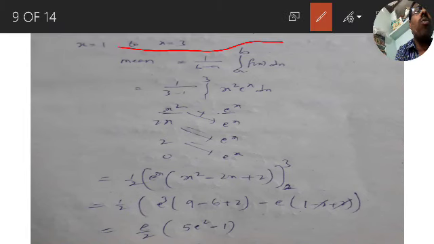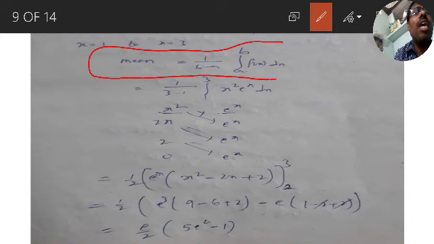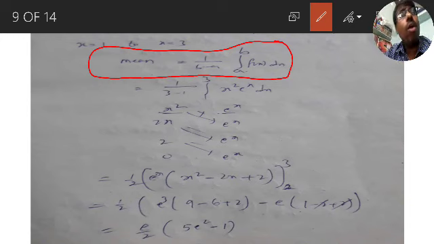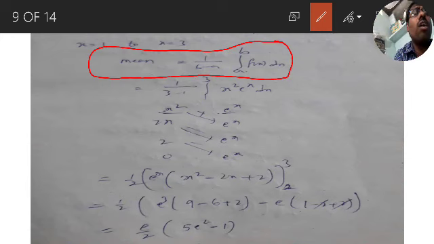Mean is equal to 1 by b minus a integration a to b f of x dx. So in every problem, you have to write the mean formula so that you can remember it well. So what is a mean value? Mean is equal to 1 by b minus a integration a to b f of x dx. So substitute in the given formula.